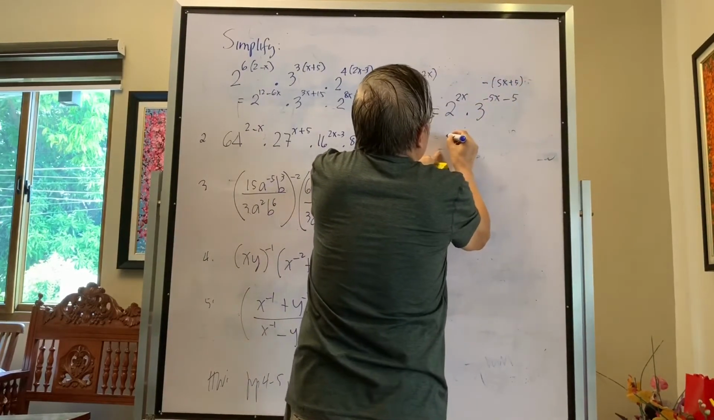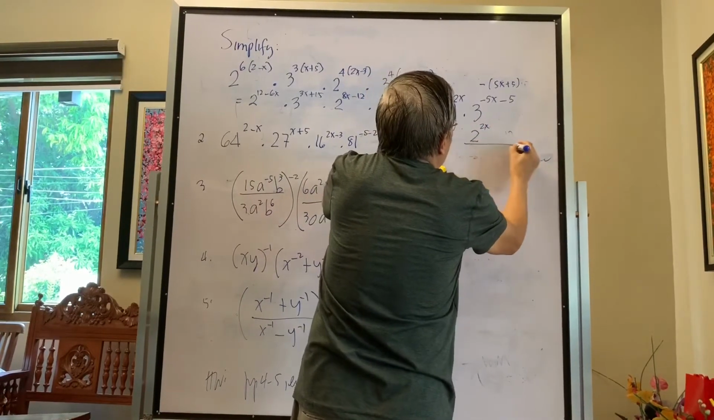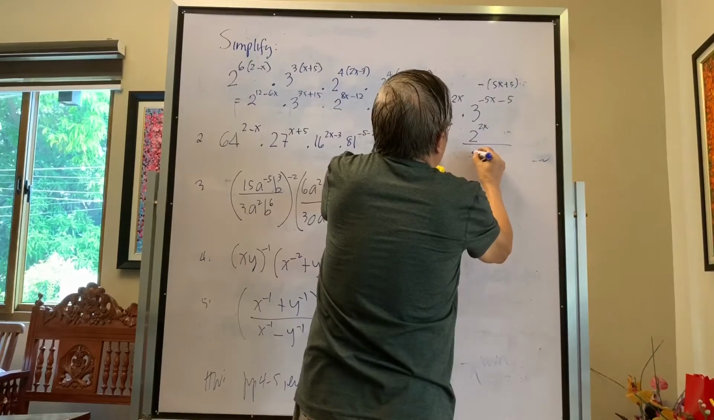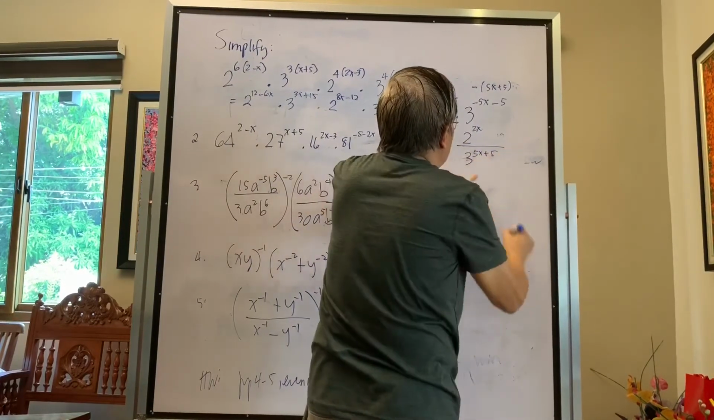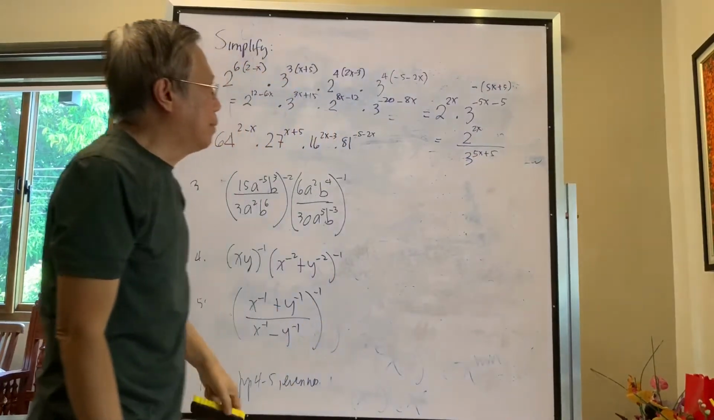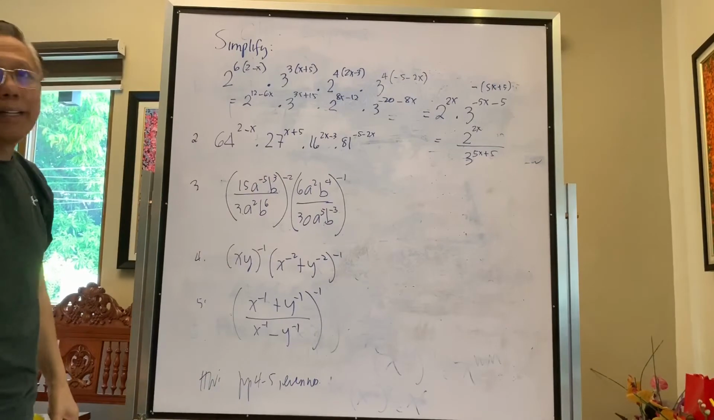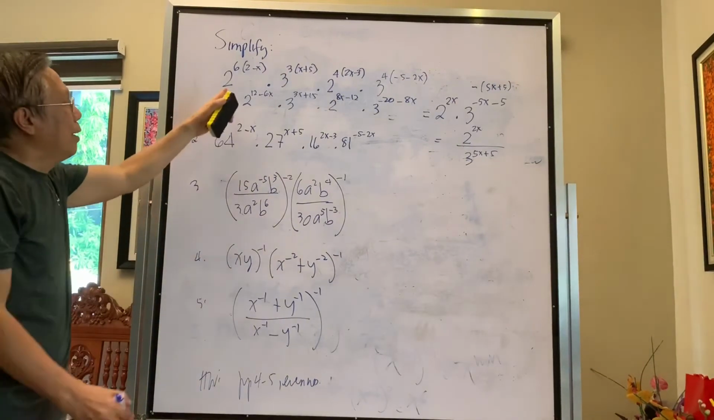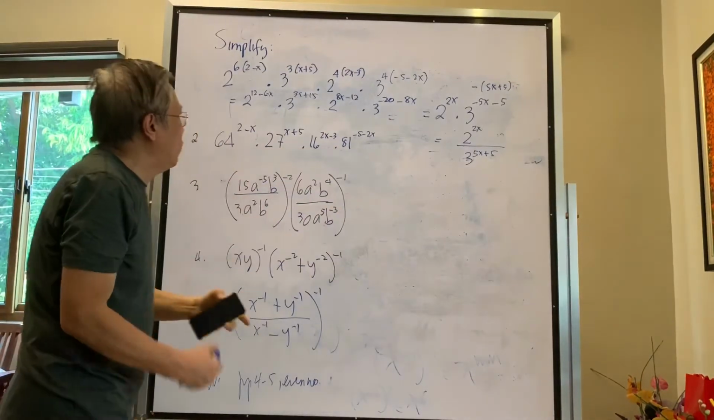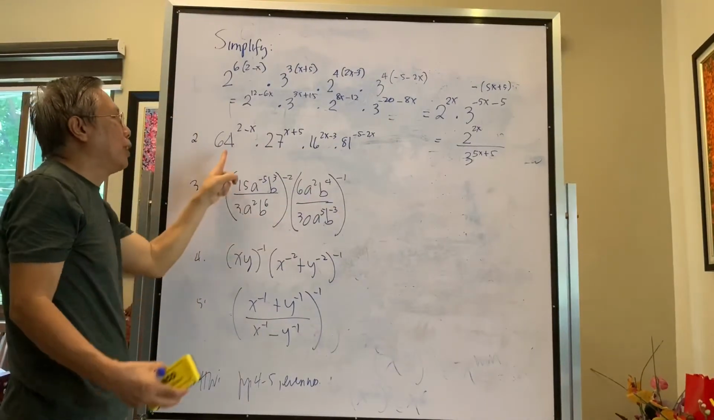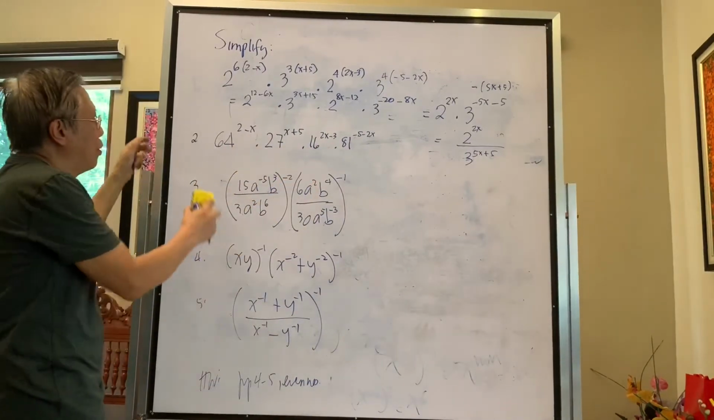Or you can actually write your answer as what? 2 to the 2x all over 3 to the 5x plus 5. So we rewrite that with the negative exponent. Okay? So again, when you come up with numerical coefficients, it is always nice to transform them to prime base form.